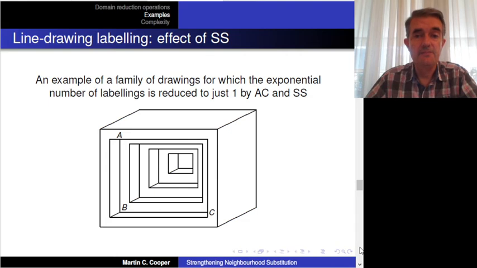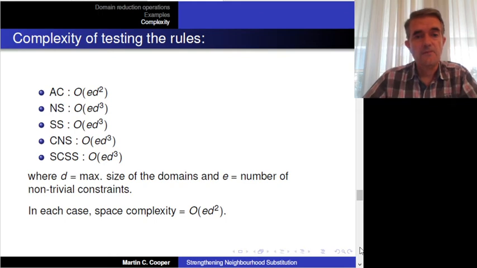And again, by applying arc consistency and snake substitution, we managed to reduce all domains to singletons. Okay, so we've seen that in certain applications these rules can be useful. So what is the complexity of actually testing these rules?